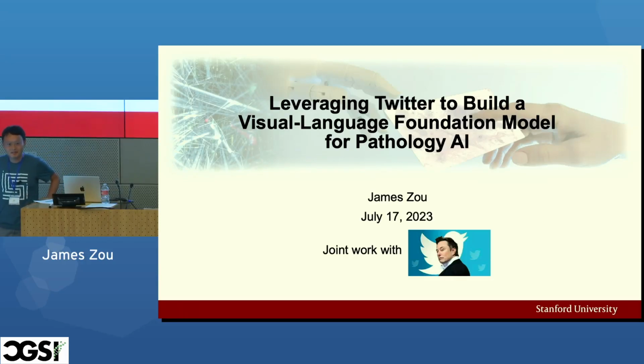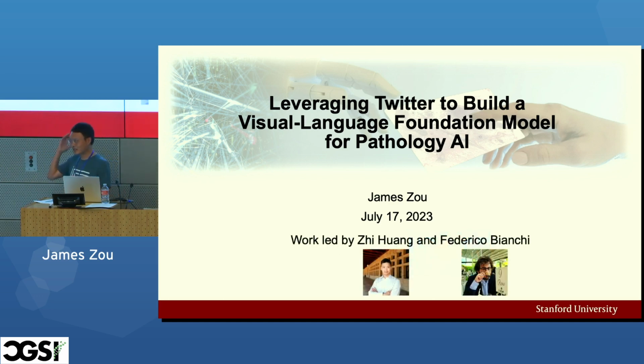So I'm James. I'm back to give a second talk on a different topic. For this talk, I'll tell you about how we can actually use Twitter to help us build visual language models for medical AI, for pathology. It's actually a good segue from Violet's talk just prior. And this is joint work with my good friend Elon. But of course, the real people that led this work are Zhi and Federico, who are two terrific postdocs working with me at Stanford.